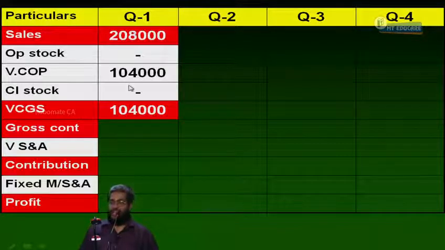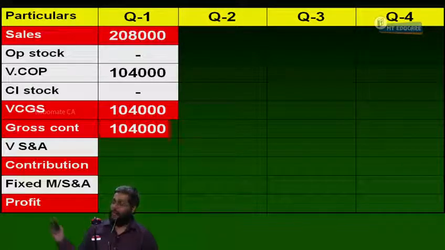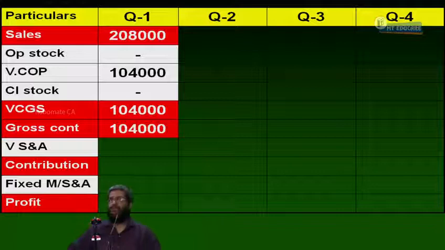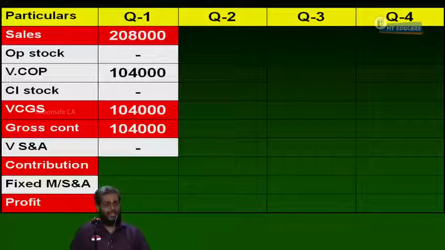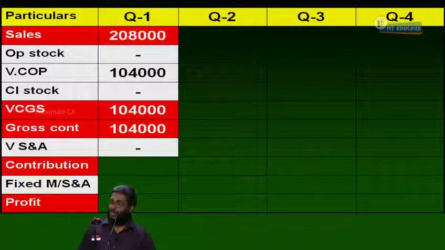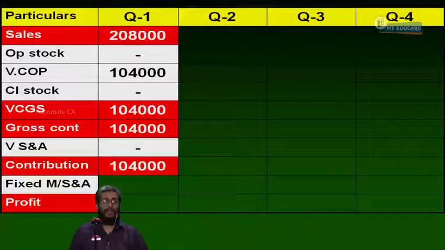Sales minus variable cost of goods sold. 2,08,000 minus what? 1,04,000. Does the problem have any variable expenses? No. The administration selling expenses? No. Since it has not given any administration selling expense, assume it to be nil. What is the contribution here? 1,04,000 minus 0 gives you 1,04,000.